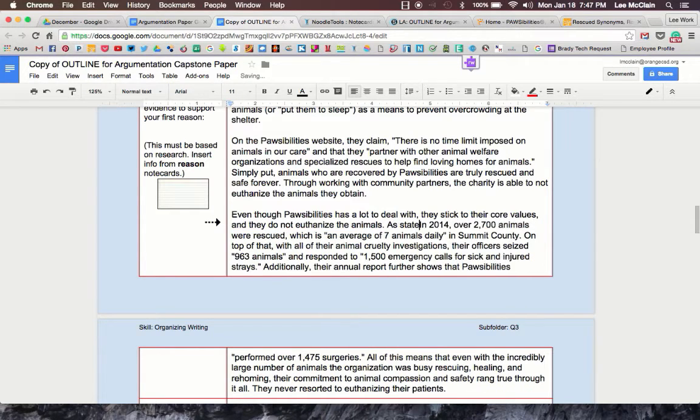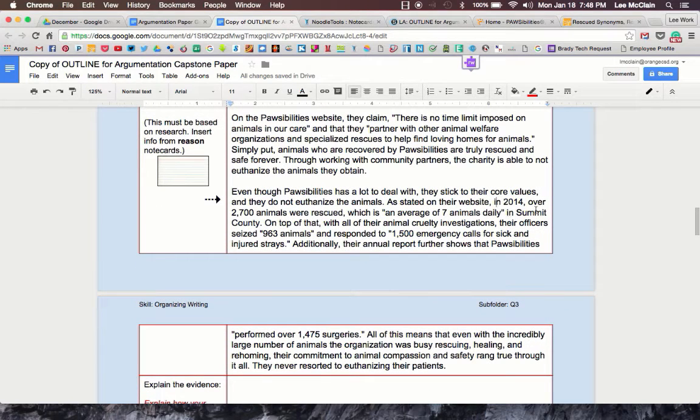So, as stated on their website, in 2014, over 2,700 animals were rescued, which is an average of 7 animals daily in Summit County. On top of that, notice the transition phrase. If you have not been writing naturally by putting transition phrases into your NoodleTools, right now is when you're doing it, as you read through what you've pasted over. On top of that, with all their animal cruelty investigations, their officers seized 963 animals.